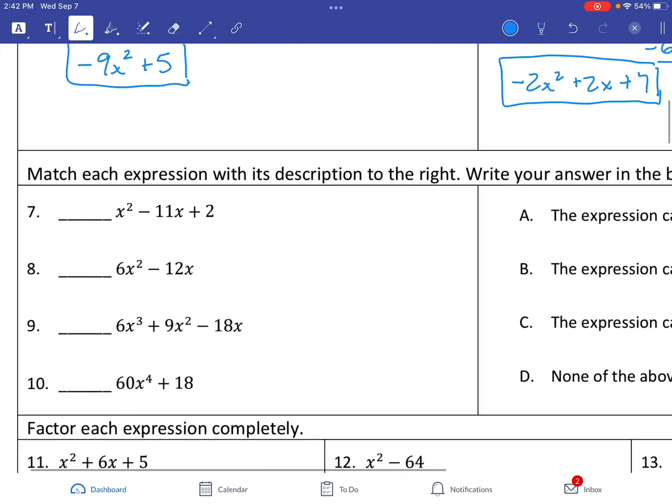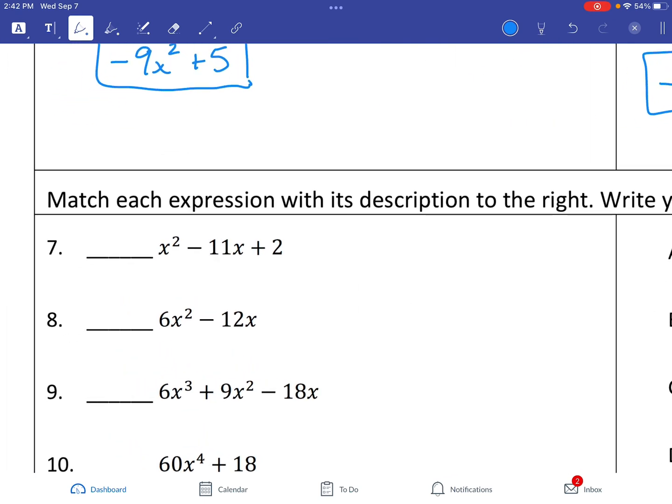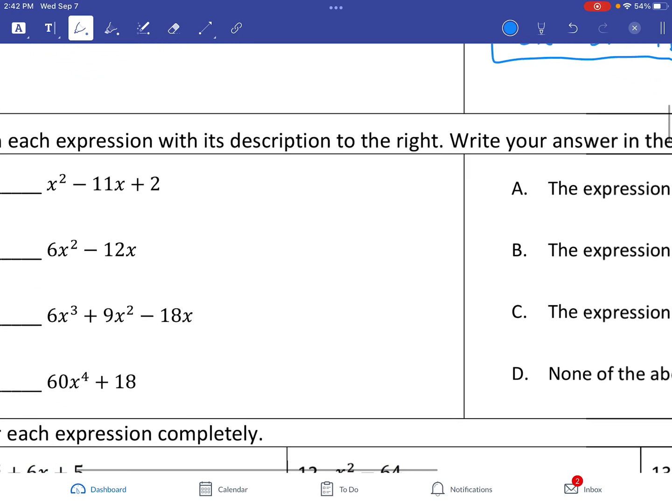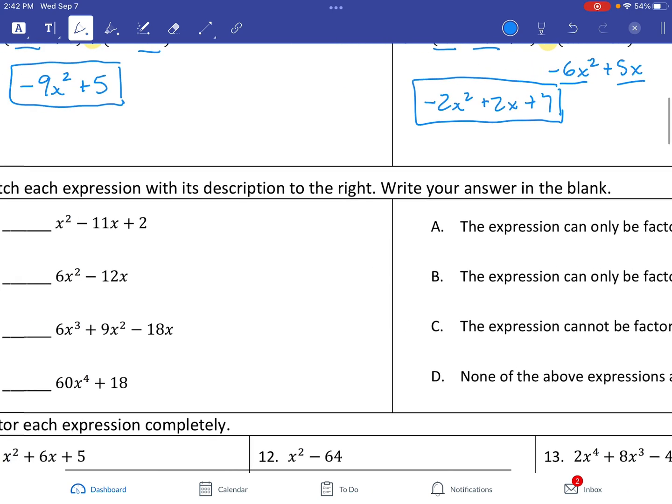All right. For this set, we have a matching. So let's look at this. Number 7, x squared minus 11x plus 2. Well, no two numbers multiplied to give you positive 2 can add up to give you negative 11. So that's not factorable. So if we look over here on the right, we can see that letter C says the expression cannot be factored. So that belongs there.